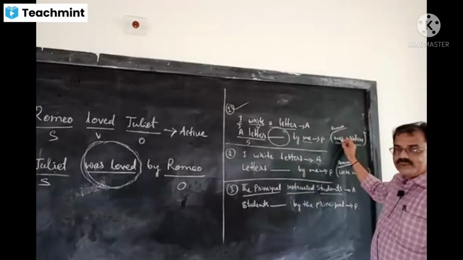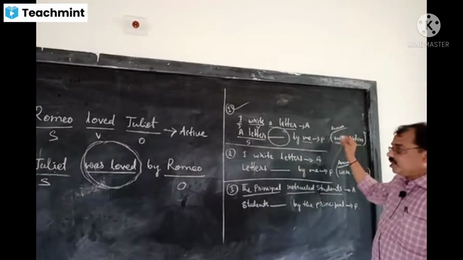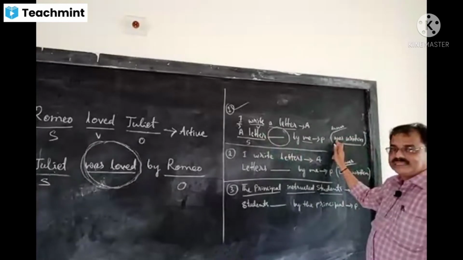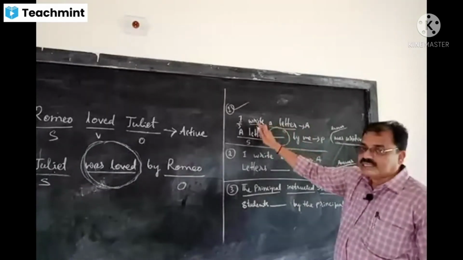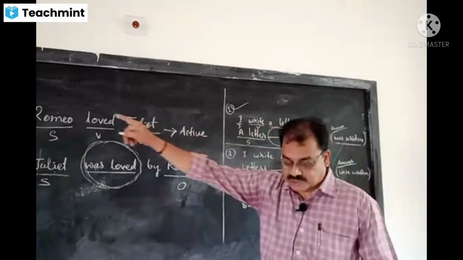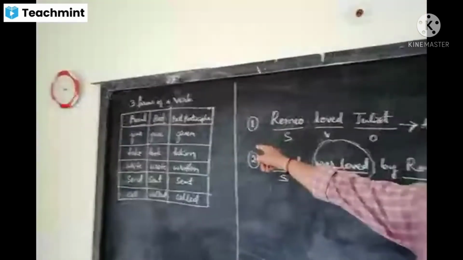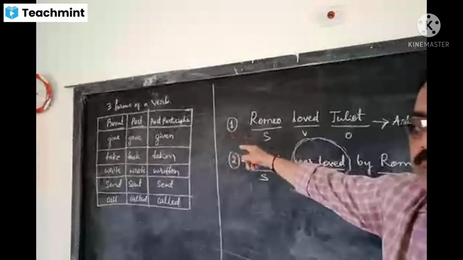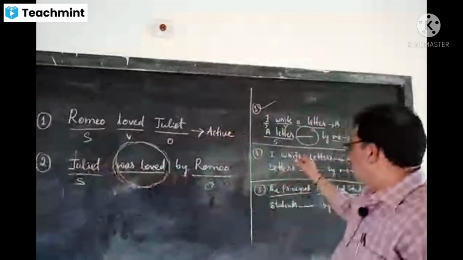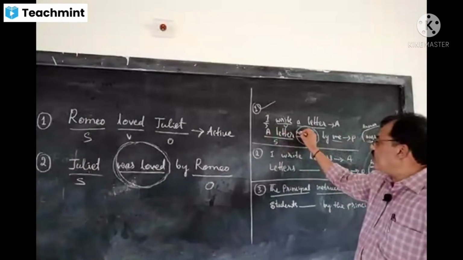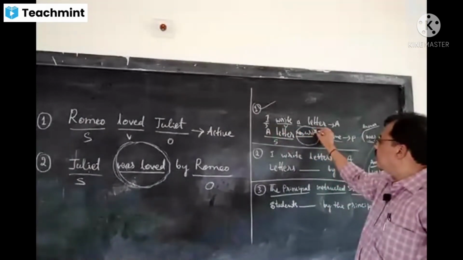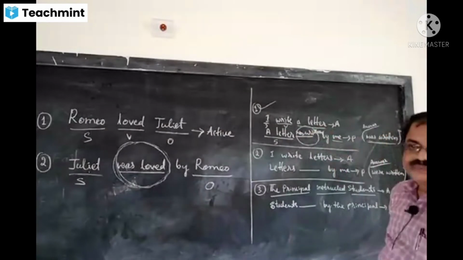Why was? Why are you going to use was? Because the subject is singular, was is written. Why do you write written? Because write is there. It's a past participle form of the verb and must be used. That's why the answer is: a letter was written by me.